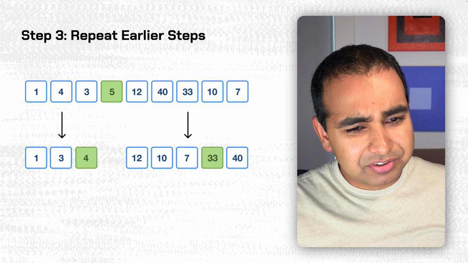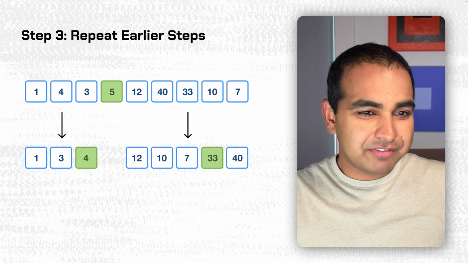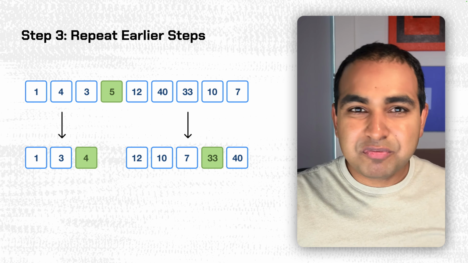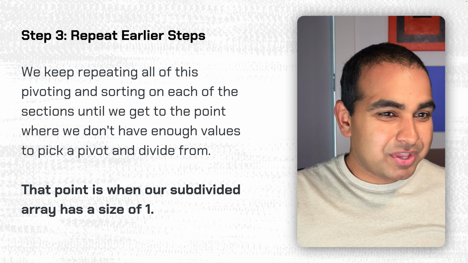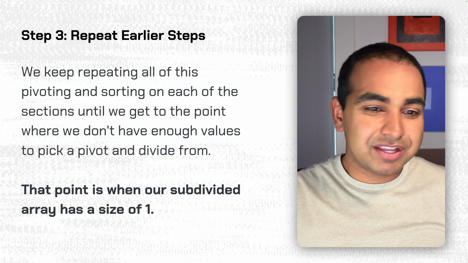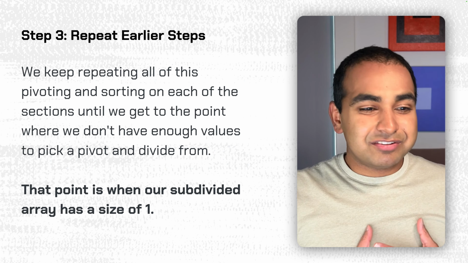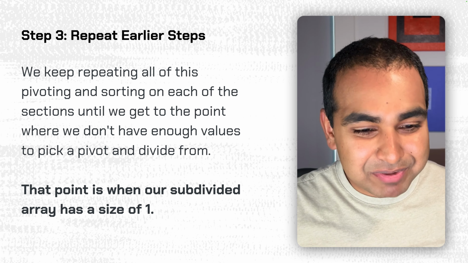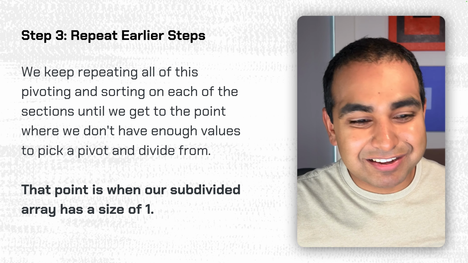And what you can start seeing here is that we now have a large problem that we broke into 2 smaller problems, and now we have a few more smaller problems left. And so we keep repeating all of this pivoting and sorting until we don't have enough values to pick a pivot and divide from, and that happens when our subdivided array has a size of 1.